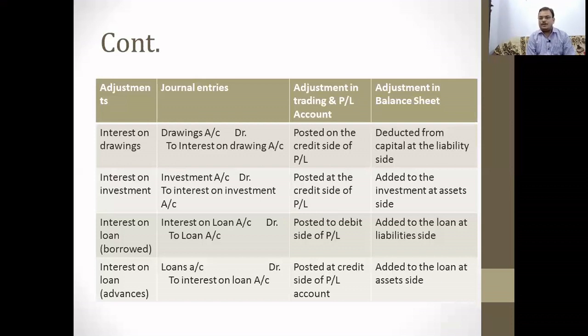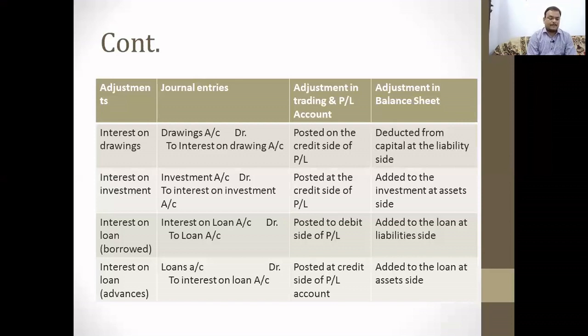Interest on loan, so we have to pass a journal entry that is called interest on loan account debit to loan account, and interest on loan is a kind of expense, so it is shown at the debit side of profit and loss account and added to the loan at liability side of balance sheet.